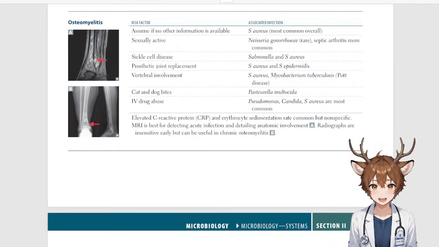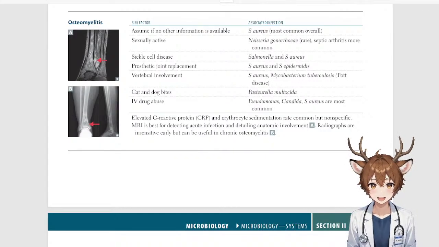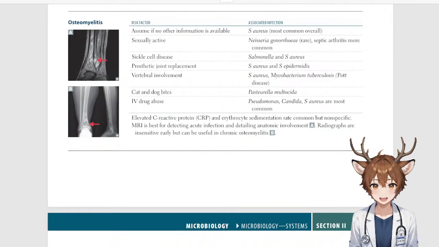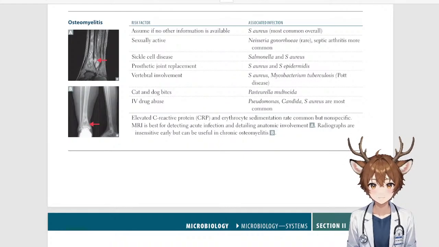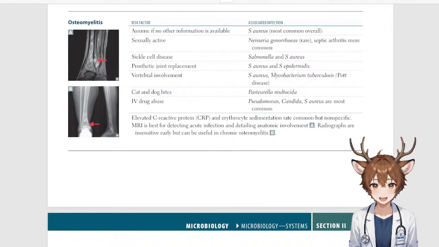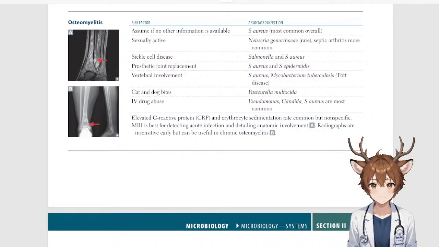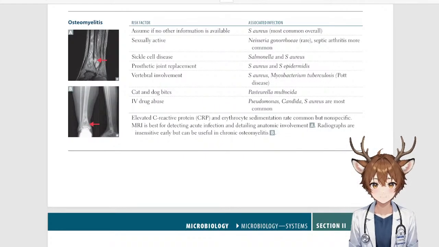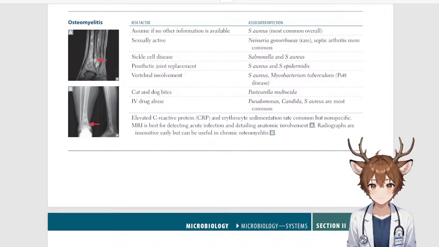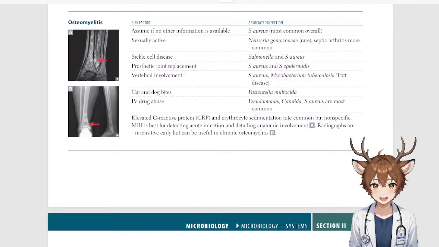Osteomyelitis. Risk factor versus an associated infection. So osteomyelitis, assume if no other information is available that it's Staph aureus, which is the most common overall. So they don't give you any sort of extra information, probably Staph aureus. If the person is sexually active, think about Neisseria gonorrhea, which is rare, or septic arthritis, which is more common. What about sickle cell disease? Think Salmonella or Staph aureus. Prosthetic joint replacement. Think Staph aureus or Staph epidermidis. Vertebral involvement. Think Staph aureus.